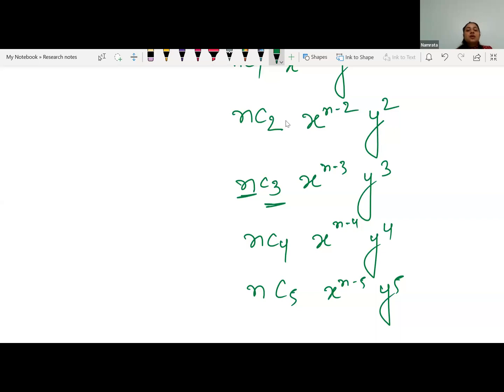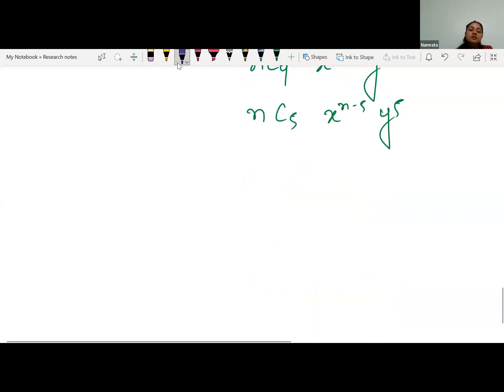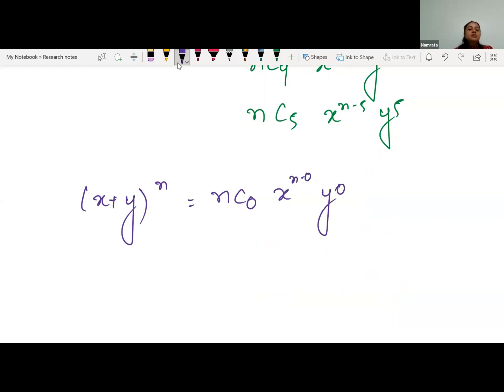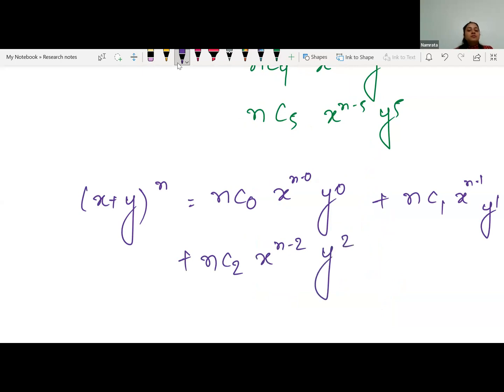So this is how you can do the expansion. This is what the formula says, that you can learn it this way. So again I am writing the formula. (x + y)^n, the formula says nc0, power of x is n minus 0, power of y is only 0. Then nc1, power of x is n minus 1, power of y is only 1. Then nc2, power of x is n minus 2, power of y is only 2. Then nc3, power of x is n minus 3, power of y is only 3.